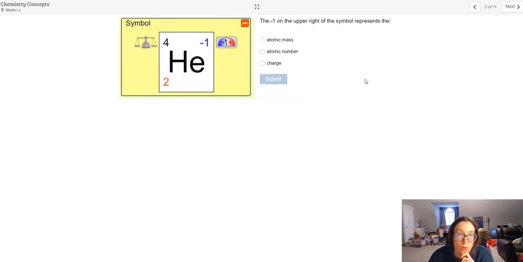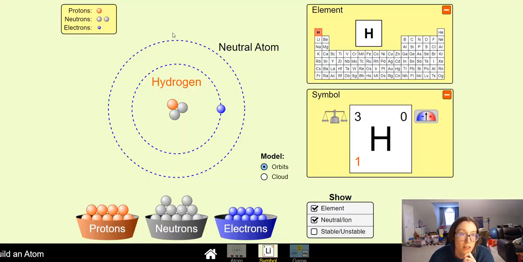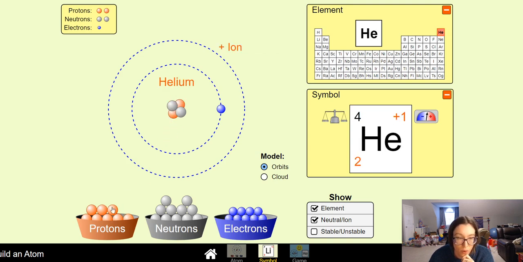All right, next, we're going to look up here. What does the -1 on the upper right hand of the symbol represent? So let's go back to our simulation. We'll look for this little symbol over here. It has this line pointer going from negative to positive, right? And so right now, we're at 0. But let's see if we add more protons, right? That's going to change it to a +1, right?